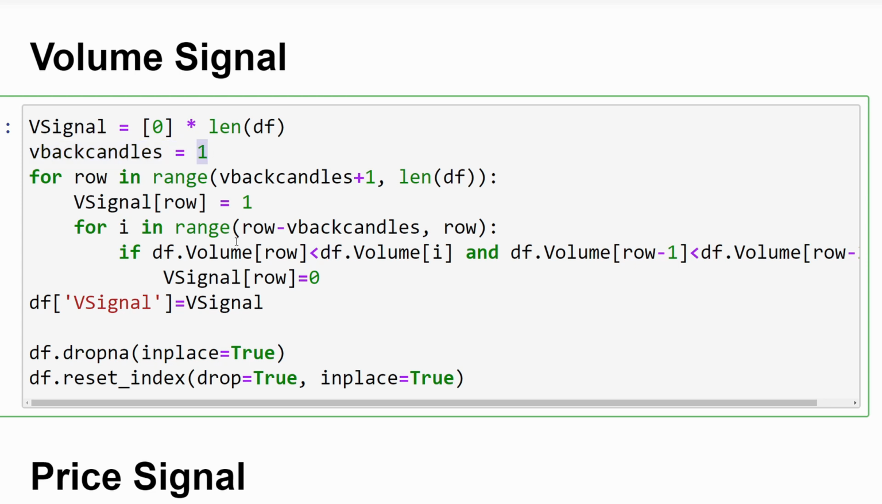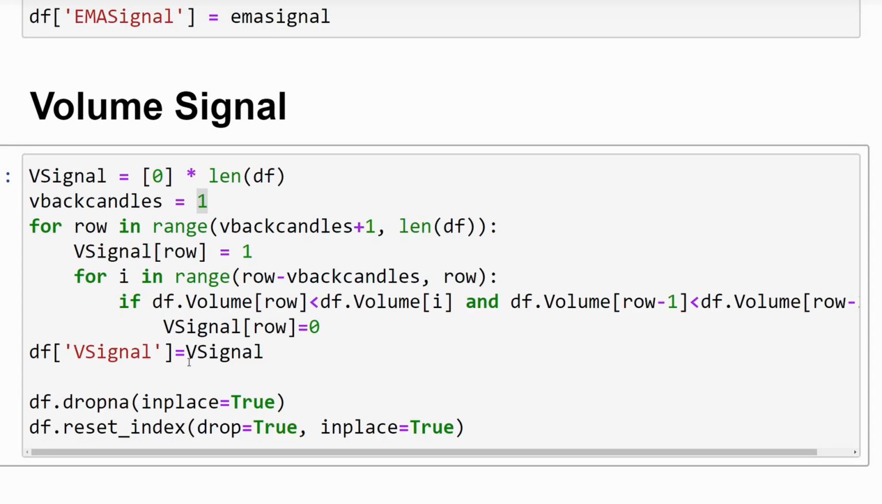You need the volume of the current candle to be greater than the volumes of the 2 previous candles. In this case, you would put the number 2 here. And as we did for the EMA signal in the previous cell, we store this volume signal in a new column in our data frame, called V signal. Remember, this is only a test to check if the current candle has a greater volume than the previous candles, in which case we return 1, otherwise we return 0 as a signal.